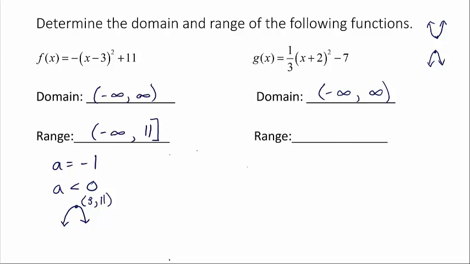right? So by contrast, g of x has a positive value for a, right? That leading coefficient is 1/3. So since a is greater than 0, that means the parabola opens up, right? So the minimum point, what's the vertex here? It's going to be (-2, -7). Now for the range, we care not about the x value, but we know that the minimum y value is -7, right? So we know that we will have all values from -7 to positive infinity.